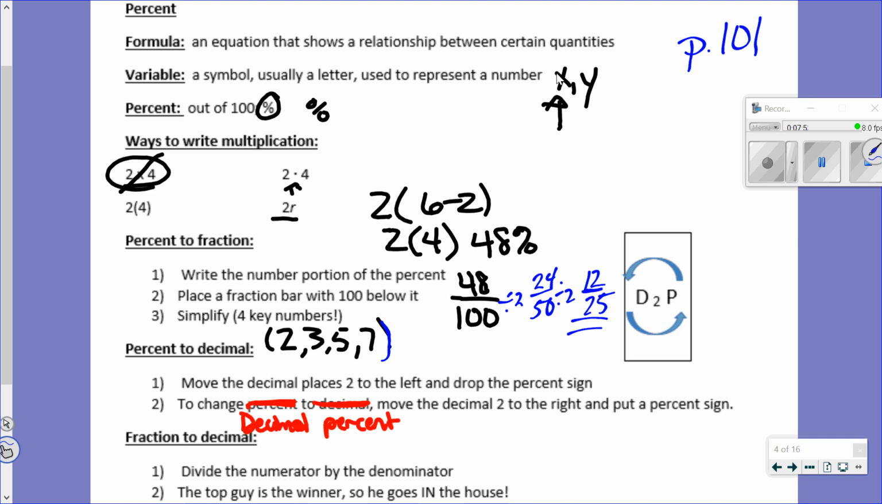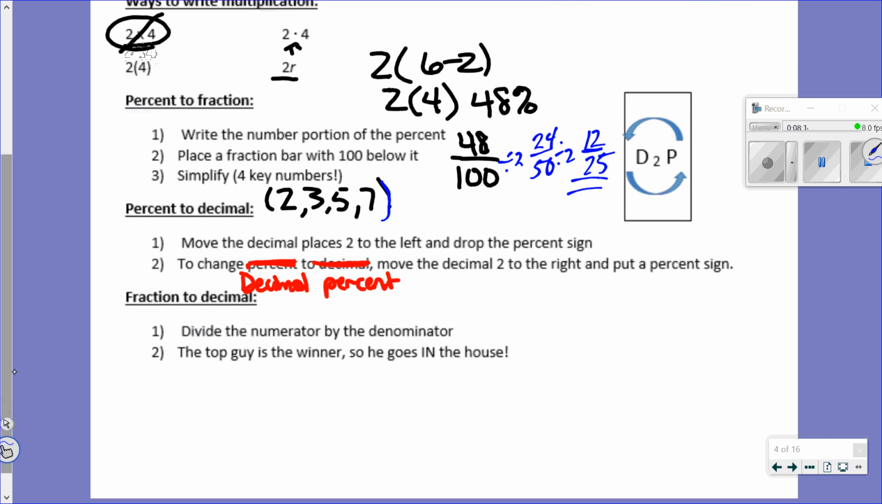Now, if I knew right away I could divide 48 and 100 by 4, you can do it in one step. But you don't have to. Sometimes it's actually easier to divide it by 2 twice than to try to sit and think of all the numbers that could possibly go into it. Because is it hard to divide by 2? No. It's really easy. Okay? So a lot of times you actually save time by just doing it. Our next one, and honestly that's all you got to do, percent to fraction, that's it.